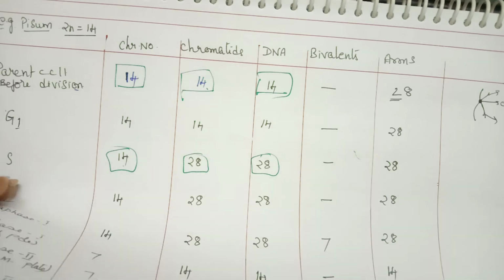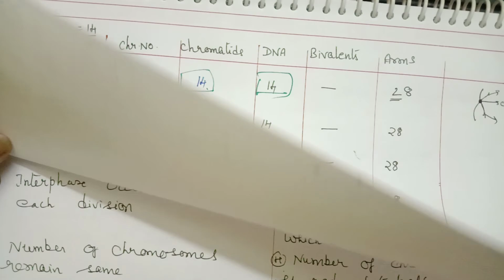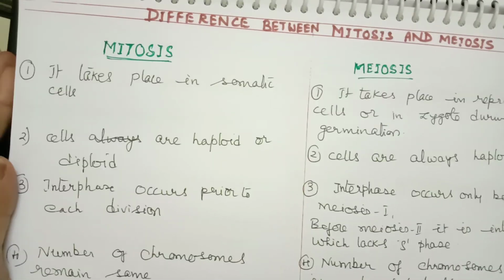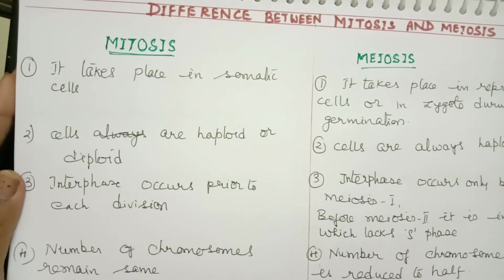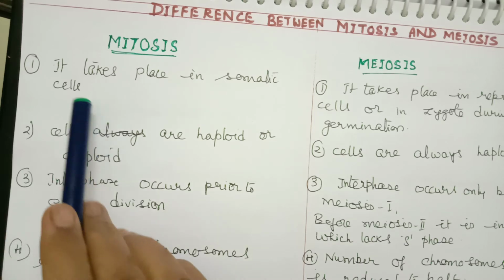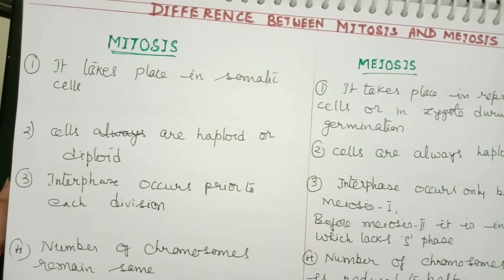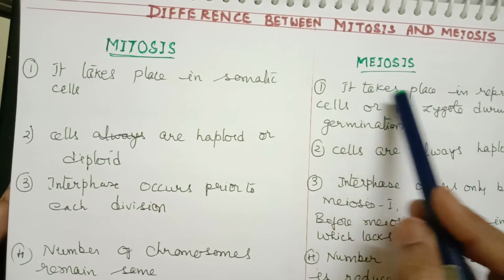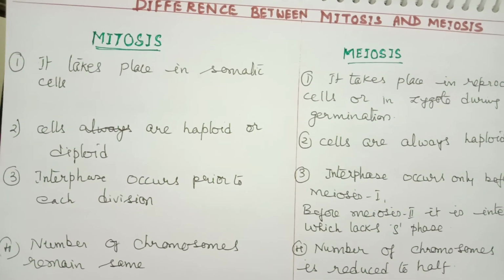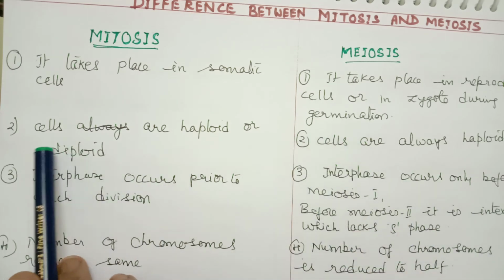Now next, what I want to discuss is the difference. Lastly, in this chapter we will discuss the difference between mitosis and meiosis. A few differences I have made a note of, which all of you know. Let us quickly go through that. First thing, mitosis takes place in somatic cells or vegetative cells, and meiosis takes place in reproductive cells or in the zygote during germination, when the zygote is undergoing germination, like we find in some lower algae.